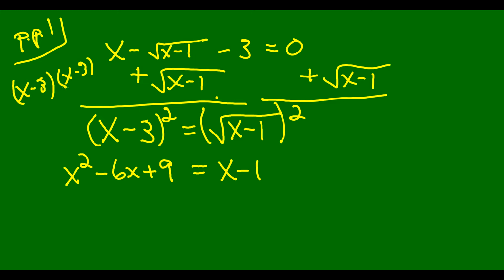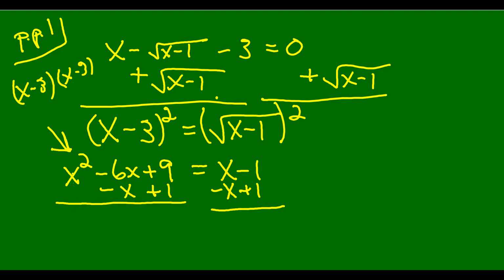Okay, now I've got to get this quadratic equation. The raised to the second power tells me it's quadratic, and that means I've got to get it equal to 0. So now I'm going to subtract x and add 1 to both sides, doing it all at one time. And then I've got x squared minus 7x plus 10 equals 0.